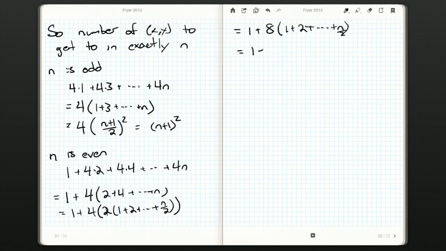And there's a formula for that. Sum of the first n over 2 natural numbers, that's n over 2 times n over 2 plus 1, all over 2. So that's going to be 1 plus, those will cancel out, so 2n over 2 times n over 2 plus 1.